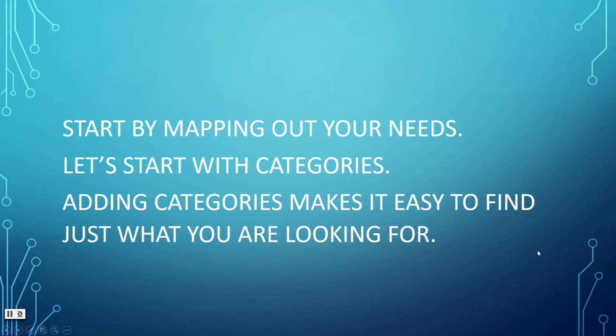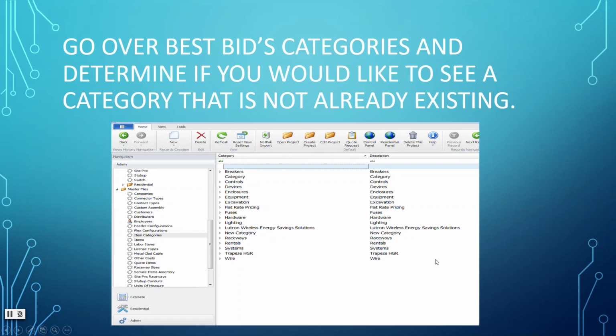Okay, you can start by mapping out your needs. You need to take some time and think about this. You can always change it later, but just go through and look and see if there's anything that you need to add that's not already there. So let's start with your categories. When you add a category, that makes it easy to find the items you're looking for. So just think about how you want to map it out and write it down.